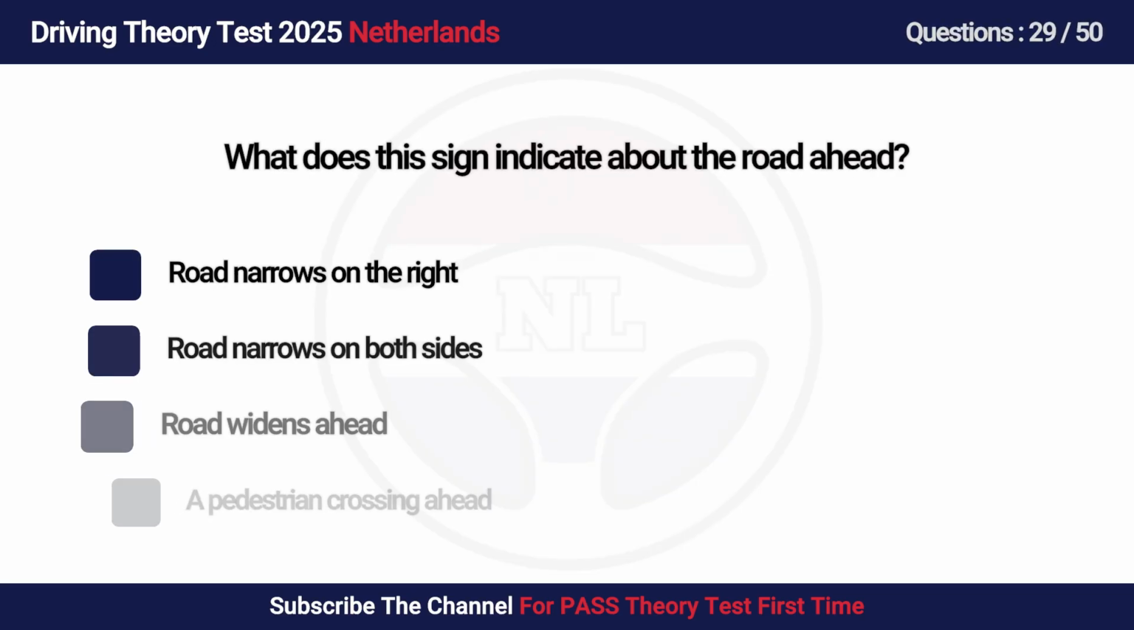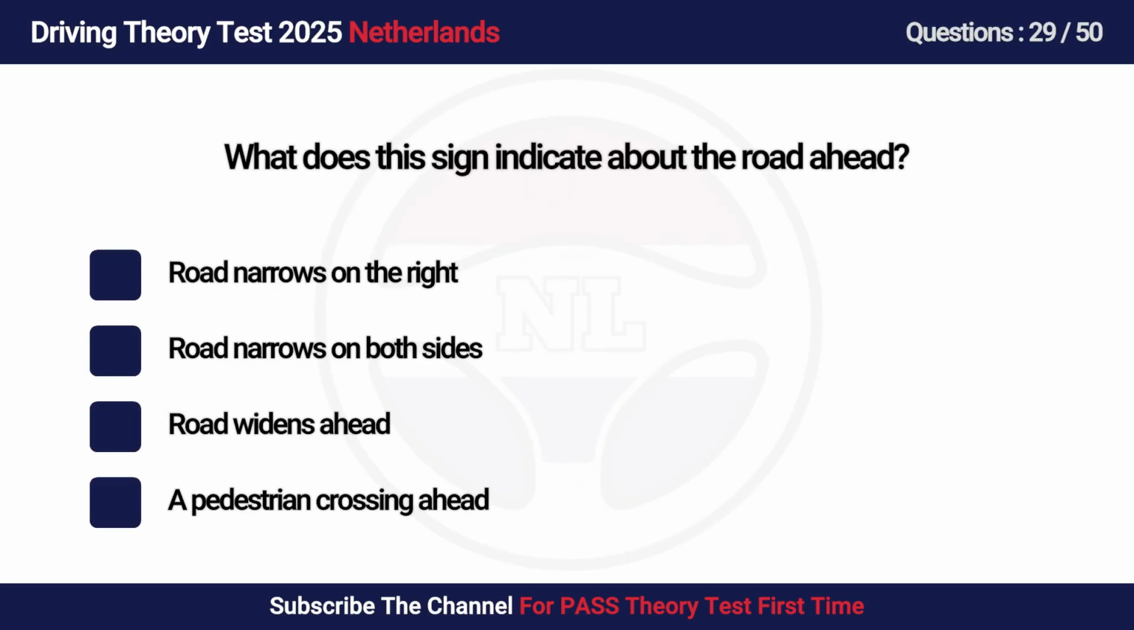Question 29. What does this sign indicate about the road ahead? A. Road narrows on the right. B. Road narrows on both sides. C. Road widens ahead. D. A pedestrian crossing ahead.